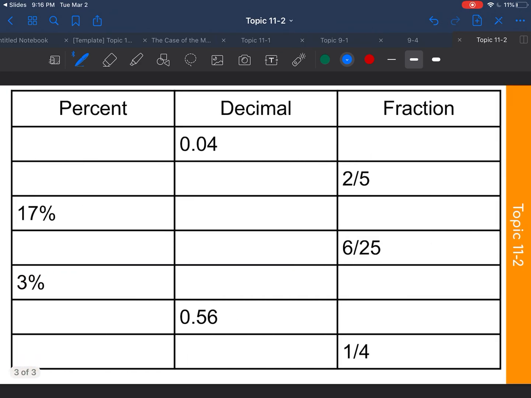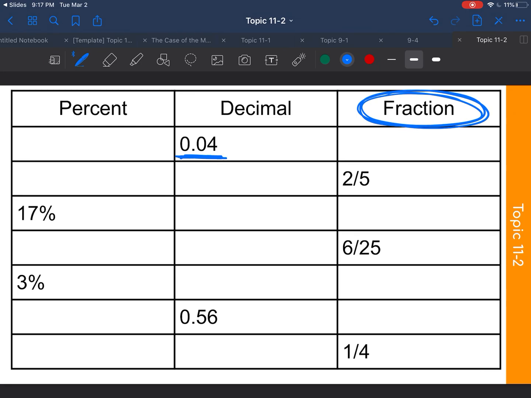Okay, so what I want you guys to do is complete this table on your own and see what you get. So you have a decimal. Change it to a percent, change it to a fraction. What I would always say, always try to complete the fraction first, and then it's really easy to change it to a percent and a decimal from that fraction. So complete this chart by yourself and see what you get.